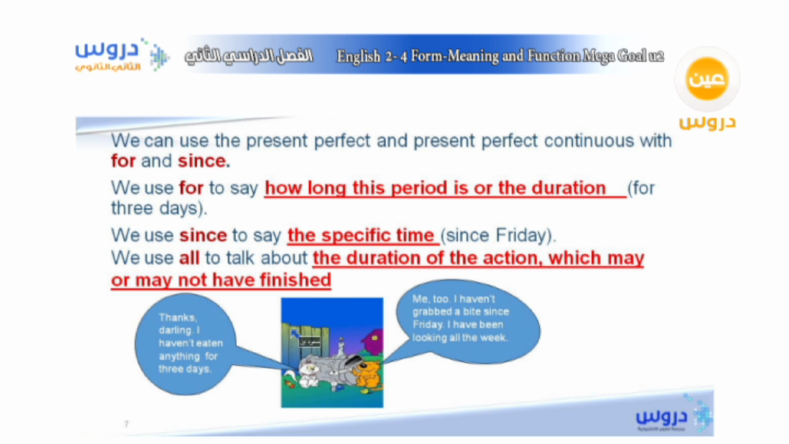Look at these examples. These examples are obvious and show the difference between using for and since. Okay, here the cat says, "Thanks, darling. I haven't eaten anything for 3 days." Here, for 3 days. "Me too, I haven't grabbed a bite since Friday. I have been looking all the week." So there is no number here, but here we have 3 days. Okay.